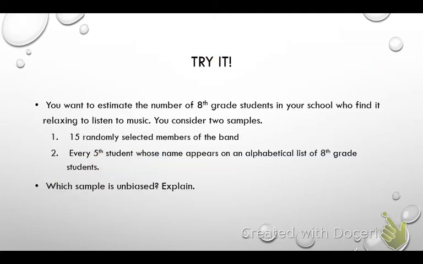All right. I want you to read this scenario. Again, you don't have to write the whole scenario. It's right there in your book. But I do want you to answer this question. Would it be number 1 or number 2? And why? Which one is unbiased for this scenario and why? All right, what do you think, Sarah?